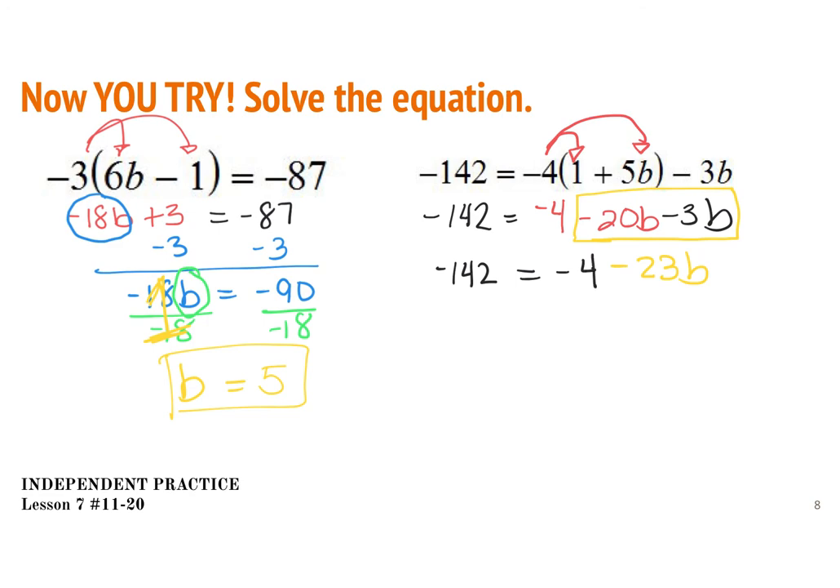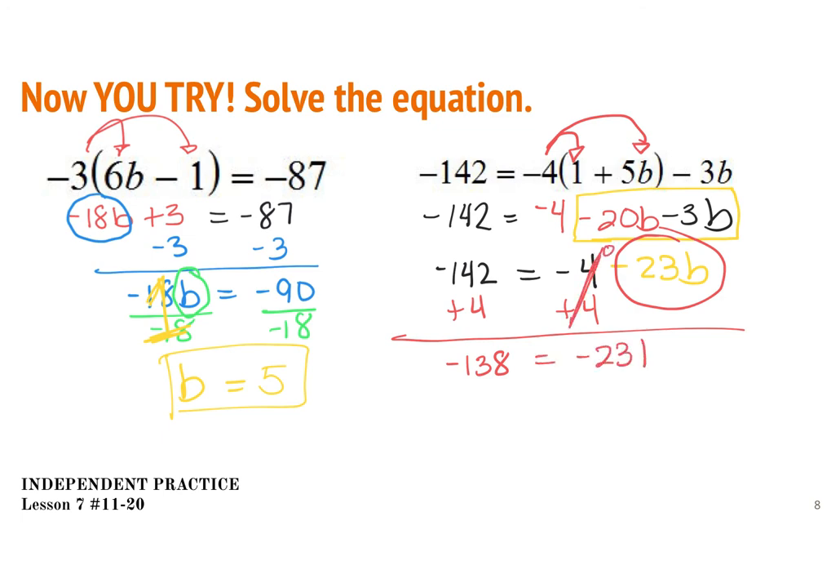Now I can isolate my variable group by undoing negative 4. So I'll add 4 on both sides. So this is going to give me negative 138. That turns into 0, negative 23b. Then I want to isolate the variable by undoing multiplication. So I will divide by negative 23, giving me a positive 6.